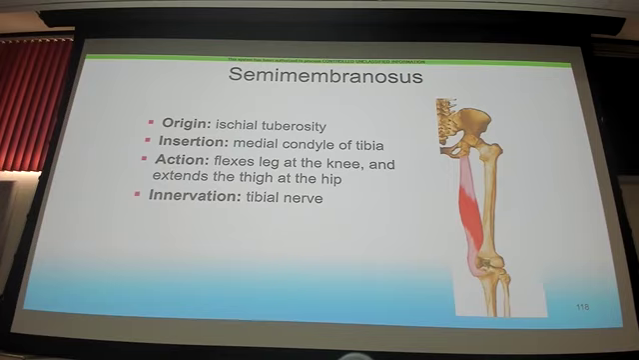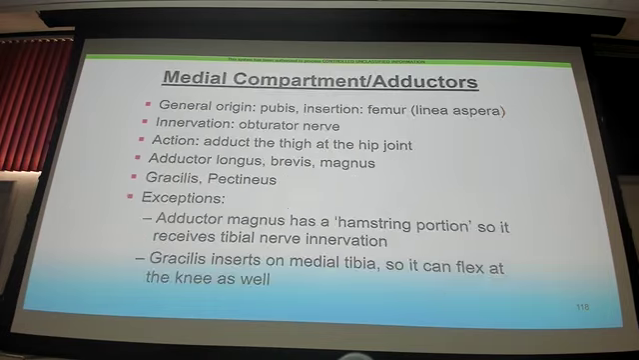Then we have semimembranosus, also originates off the ischial tuberosity. Now this one's going to insert in the medial part of the tibia, but doing the same action and same innervation. Extend the hip, flex the knee, and it is still tibial nerve. At this point, you should be starting to see even more and more why you should be happy you don't have to learn every origin and insertion, because there are a lot of unique things there.